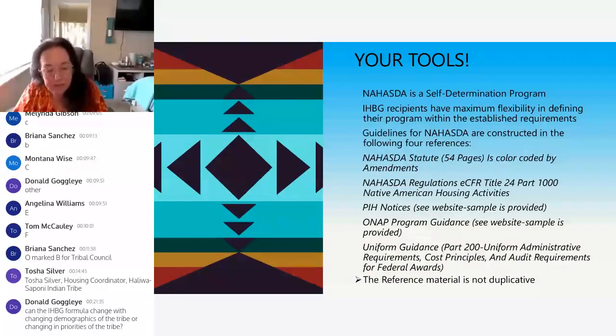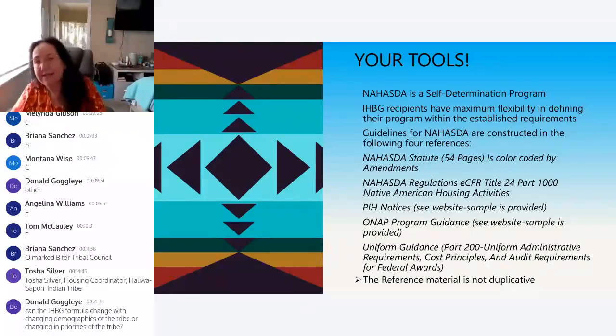We have PIH notices. So if you're new to this and you jump on the HUD website, you have to make sure you get over to the Native American side, okay? Public housing is quite a bit different than Indian housing. So any notice that is published, if it affects us, will say PIH. It'll mean public and Indian housing. So you have to make sure that that's up in the title of that, okay? And then we have what we call ONAP program guidances. They are written specifically for us to give us further guidance, okay?